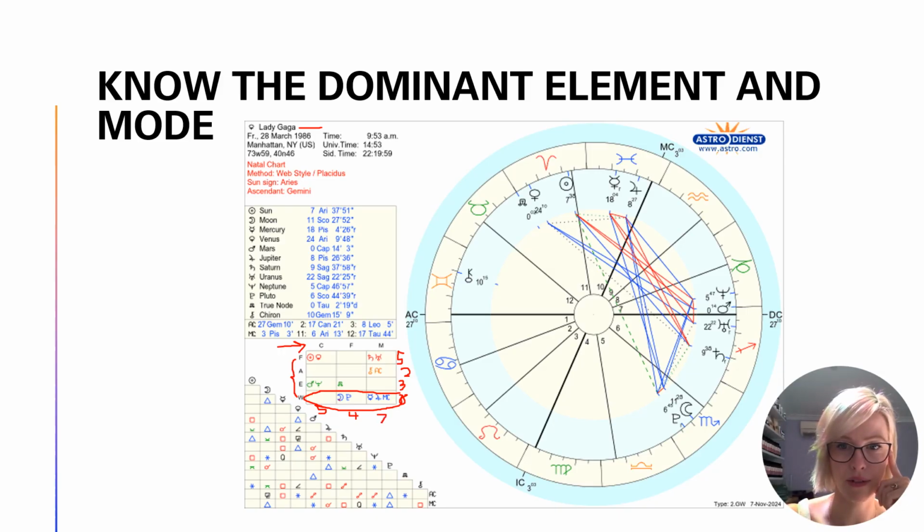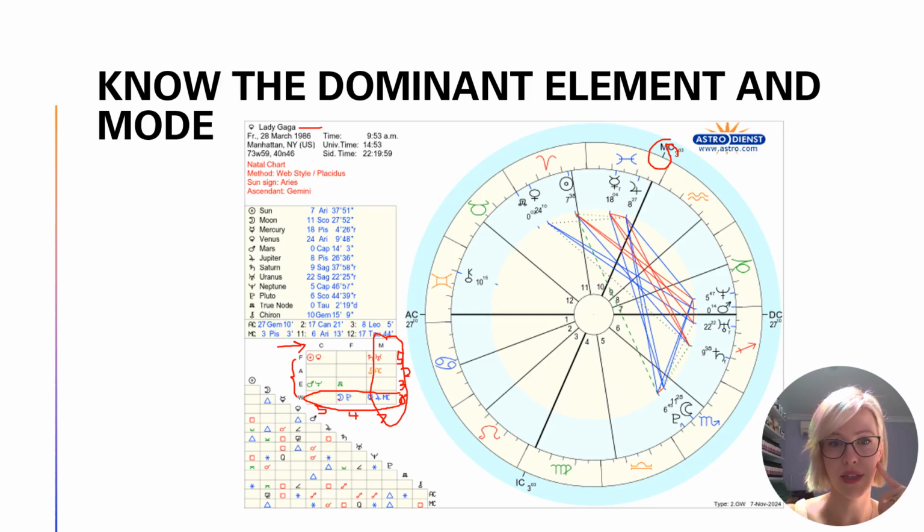MC means midheaven, which is actually this here. It's up to you if you want to count it or not. It's just a very public part of the chart. So she is predominantly mutable energy. So it's changeable, versatile, flexible, up and down. Dominant element, water, dominant mode, mutable.